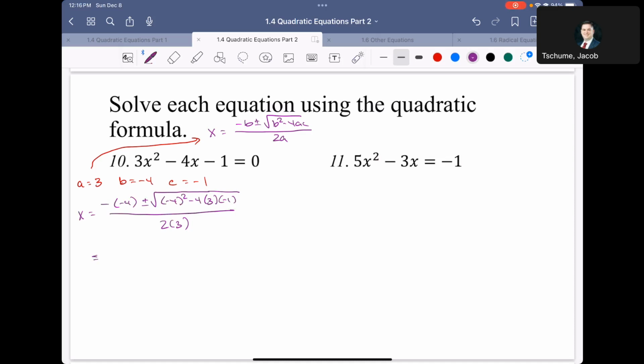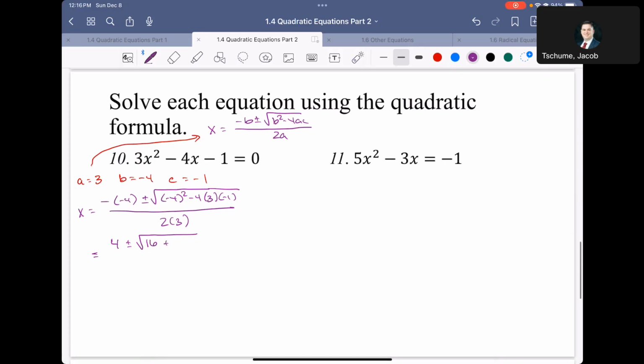So if I were to clean this up a little bit, we should know that a double negative makes it positive, so that's +4, plus or minus the square root. Let's see, -4 times -4 would make that +16. -4 times +3 times -1 is +12, divided by 2 times 3 is 6, which if I add those two numbers together inside the square root, 16 plus 12 will give me a 28, and then everything else stays the same.